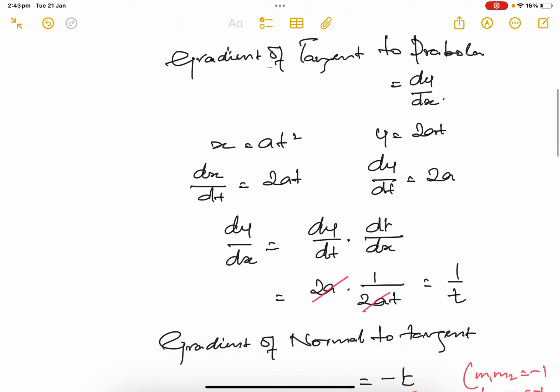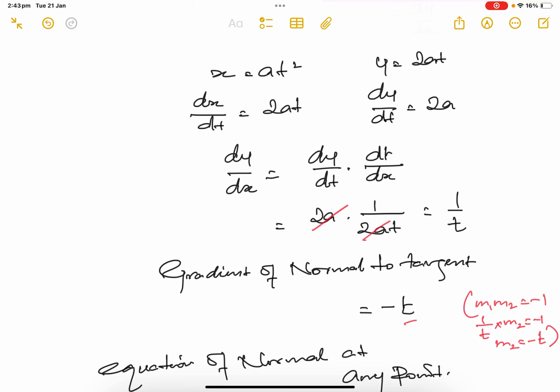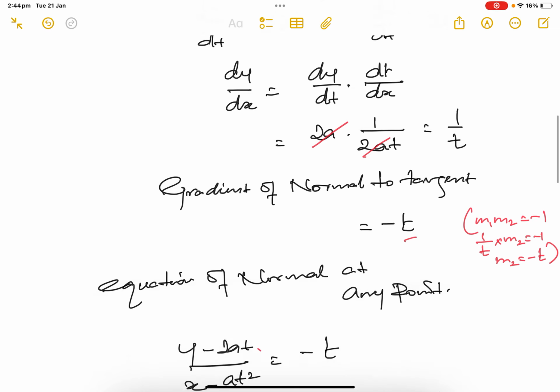What we need is dy over dx. So dy over dx equals dy over dt times dt over dx. The dt cancels, if you can imagine, giving dy over dx. So dy over dt is 2a, and dt over dx is 1 over dx over dt, which is 1 over 2at, and the 2a cancels, leaving 1 over t. So this is the gradient of the tangent to that parabola. What we need is the gradient of the normal. So the gradient of the normal to the tangent is minus t.